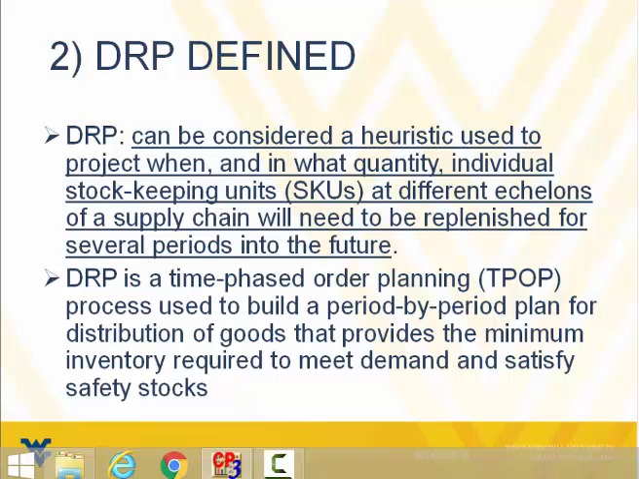That's why it's known as a time phase order planning system, where you're looking at how we can smooth out the ordering over time in order to improve our efficiencies at different points of the supply chain, while also trying to keep to the essence of the inventory policies for each individual item.